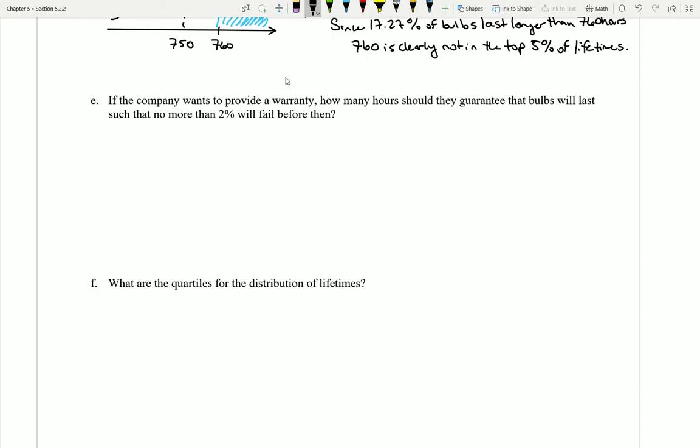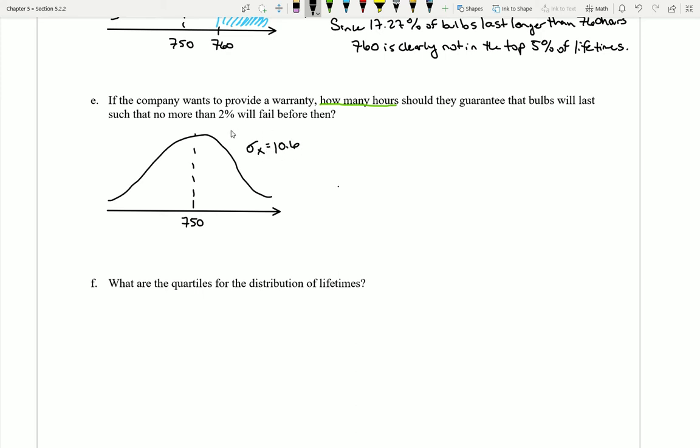Okay, so again, I need to read through this question maybe a couple different times and figure out really what it is that they're asking for. If the company wants to provide a warranty, here it is. How many hours should they guarantee? I'm going to be looking for a number on my number line. I'm going to be looking for a value of X. What's the number of hours that should be printed, say, on the packaging that we're guaranteeing to the customer the bulb will last? Okay, so I know I'm looking for a value of X.